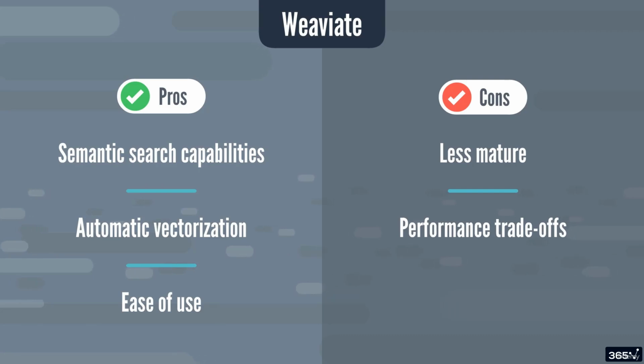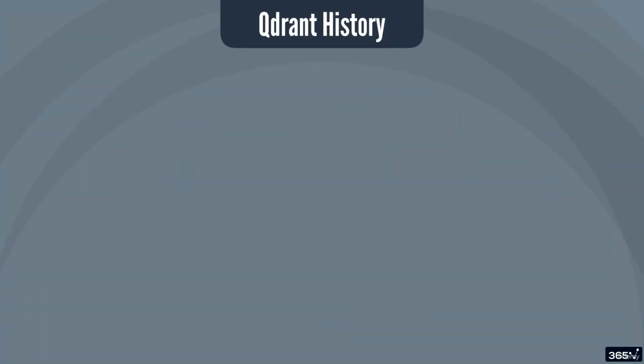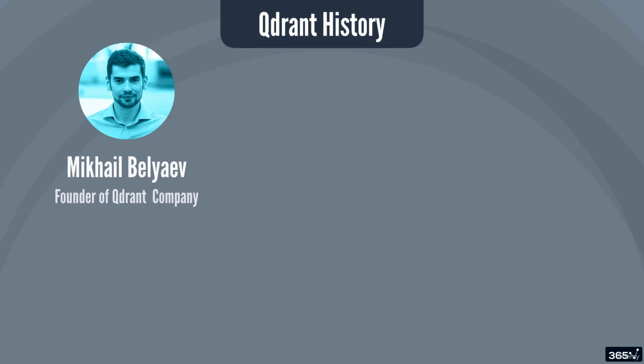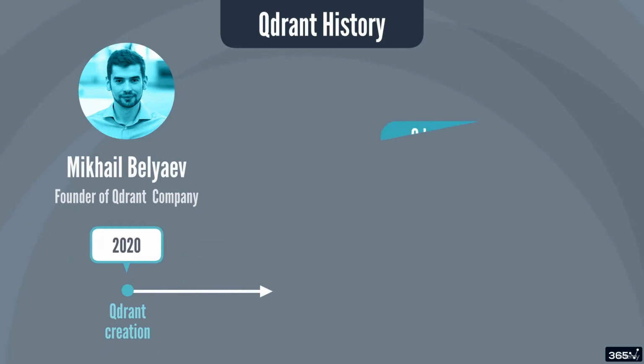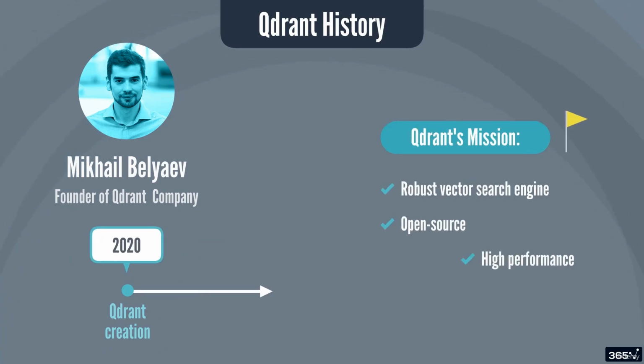Fourth on our list of comparisons is Qdrant. Qdrant, a recent addition to the vector database sector, was developed by Andrey Vasnetsov and his team, who established the company bearing the same name. Launched in 2020, Qdrant's mission is to deliver a robust, open-source vector search engine optimized for high performance and scalability.